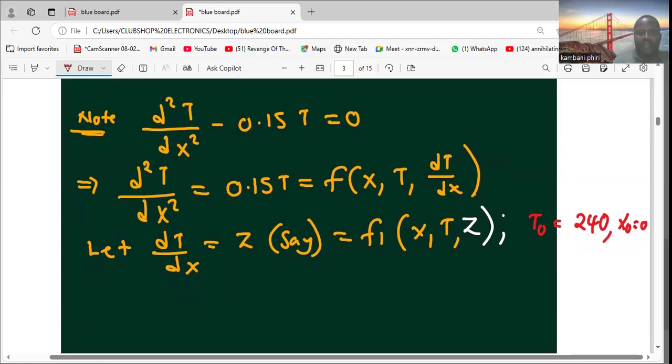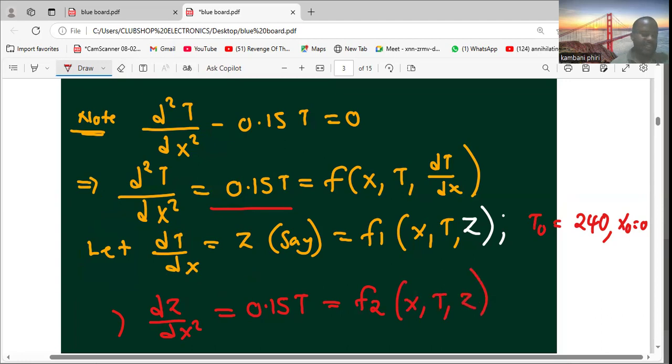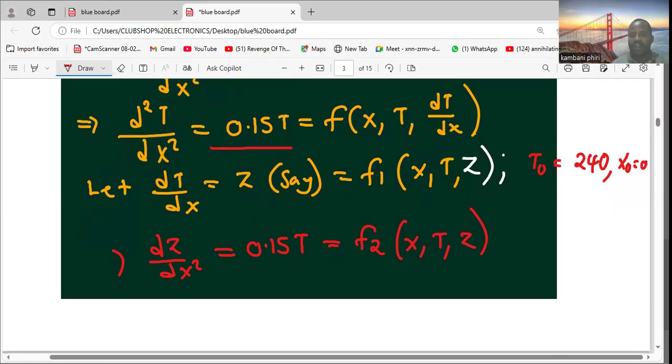If we've said that dT/dx is z, substituting in here, this becomes dz/dx. What does it mean? This will be equal to 0.15 T, and this is the F2. So when it comes to F1 and F2, always refer to these formulas. This will be x, T, and z. This is what we have.